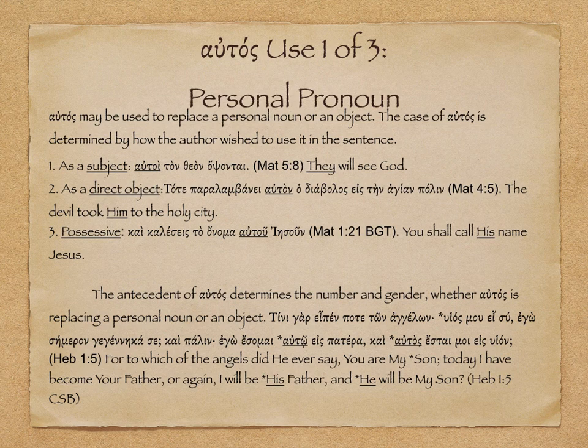I will be to him a father. He will be to me a son. So autos in both instances, how it is used is determined by how the author wants it to be used in terms of case, first dative and then nominative. But the antecedent, huios, is determining number and gender.